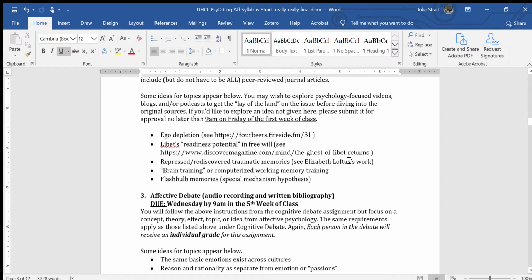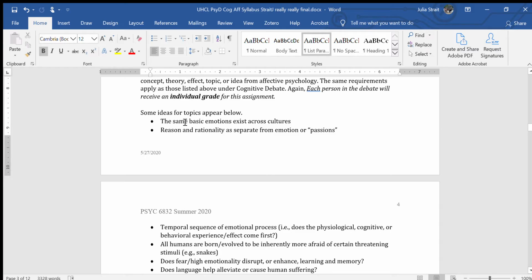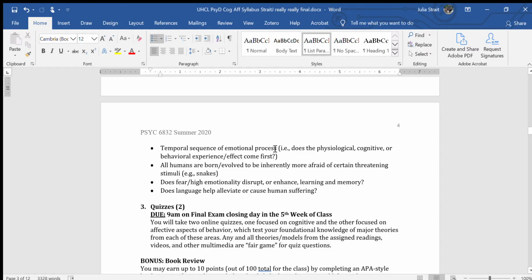The other assignment in this class, the big project, is the exact same thing, but with an affective bent. So, are there universal basic emotions across cultures? There are different people that argue this back and forth. Can you separate rationality from the passions or emotion? What comes first when you're processing emotions? Are humans born to be afraid of certain things like snakes? And then what are the ways that fear or high emotionality affects learning and memory? Some people claim, or there are examples of cases in which it enhances it, and some examples of cases in which it detracts from it or impairs you.